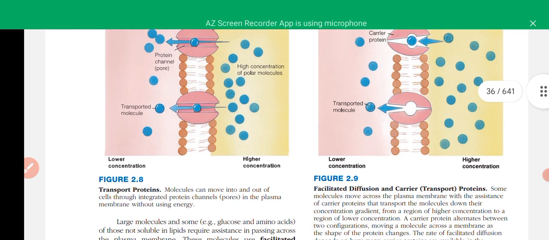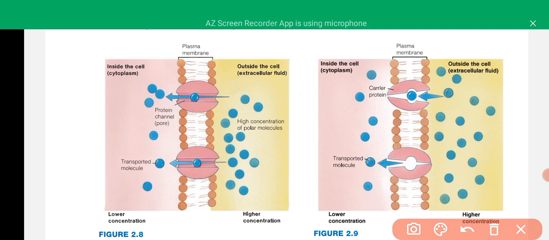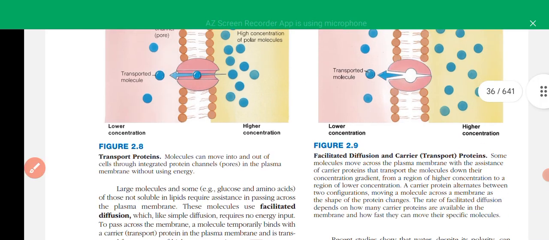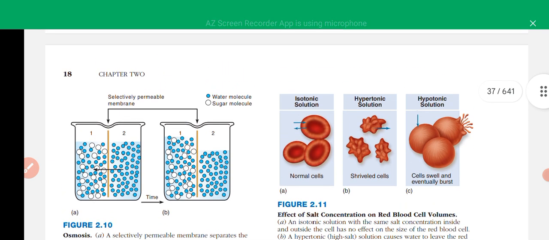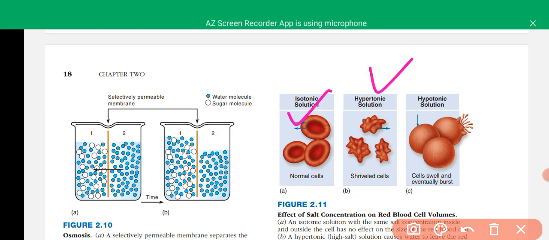Then there is facilitated diffusion, in which a carrier molecule or ion channel moves molecules from higher to lower concentration. Then we discussed osmosis, the movement of water molecules from higher concentration to lower concentration. An isotonic environment maintains normal cell size. In a hypertonic environment, shrinking and crenation occur, and in a hypotonic environment there may be bursting of cells. We will discuss filtration later on.